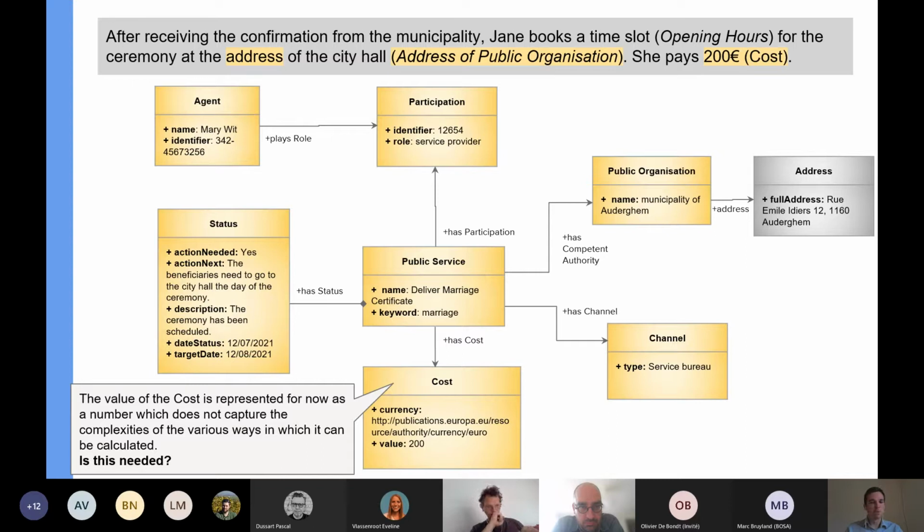Yeah, in CPSV-AP, as we mentioned, there are two links indeed, one directly between public service and cost, and one between channel and cost. I think the important question is, how are costs defined today? And I agree it might differ according to the channel, but sometimes there could be many different ways of picking the costs, right? Yes, indeed. And the modeling is good in my opinion. Currency stating the referenceable URI and a value put in. That's okay for me.